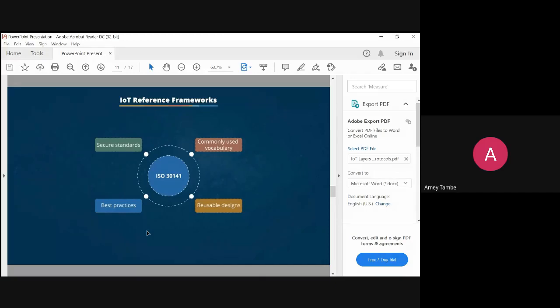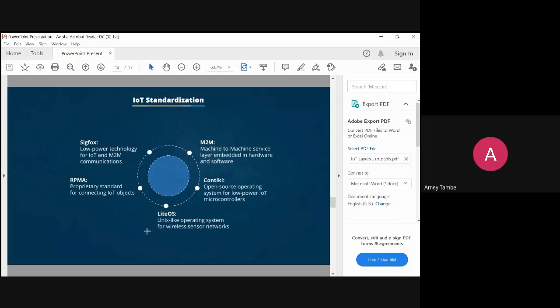So from this reference framework, ISO 30141, if you want to take something out, you can take away that it talks about reusable design, about best practices which can be imported, about secure standards, and about commonly used platforms. These are good takeaways from ISO 30141, and based on that you can have your own invention, and then deploy your application whichever way you want. Then there are different types of standardization available in the market you can choose from.